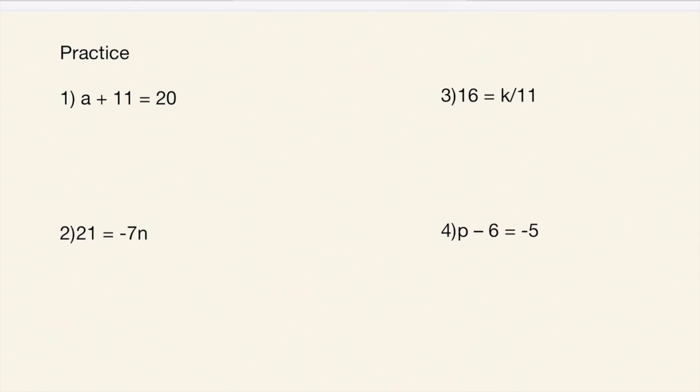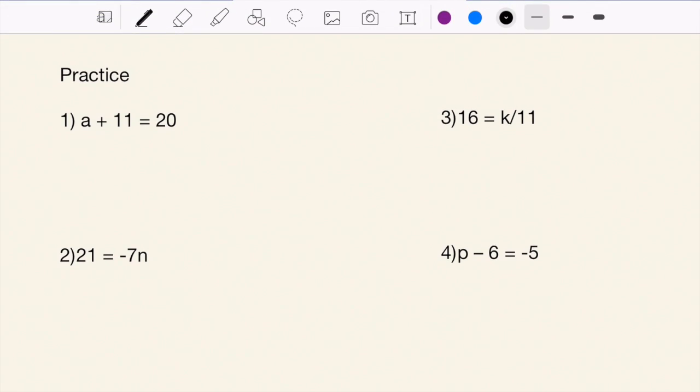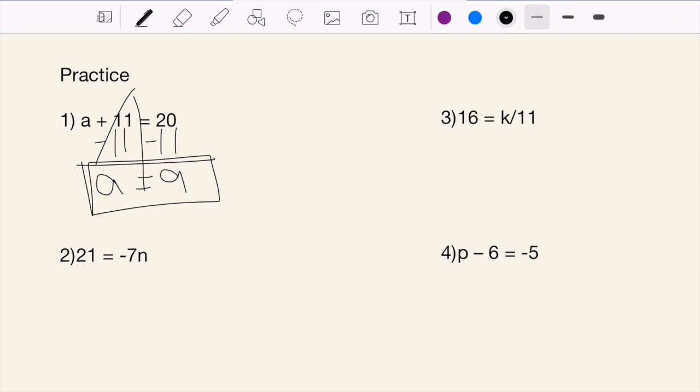Let's look at these practice problems. So in this first one, a plus 11 equals 20, you should have subtracted 11 from both sides. And that would have left you with a on this side and 9 on this side. So a equals 9. In number 2, this is a multiplication problem.